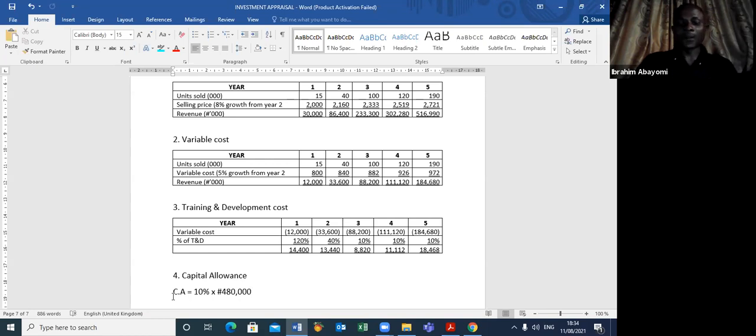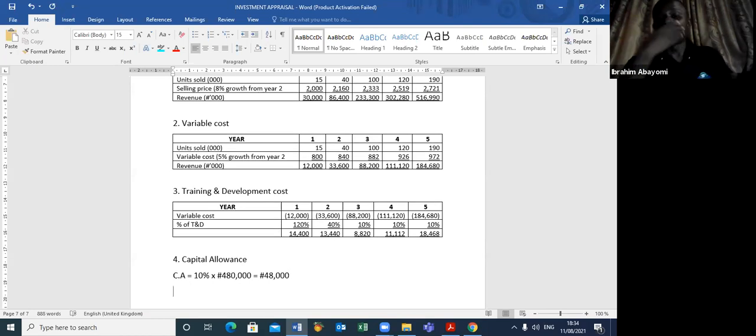Okay. Now this will give me what? This will give me 48,000. If I'm not mistaken, that is 48,000. Now, this machinery will be sold at the end of year 5 of the project, right? At the end of year 5, this machinery will be disposed. If that is the case, I need to compute balancing adjustment. Let's get our balancing adjustment.